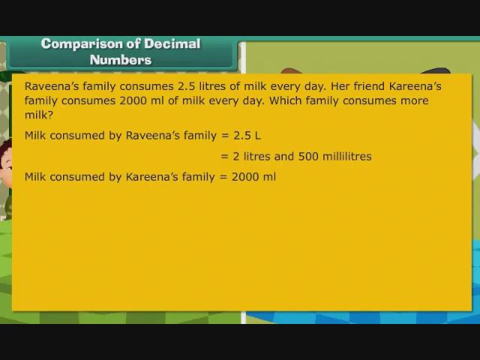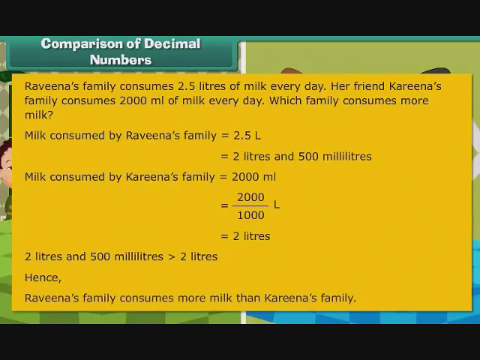Milk consumed by Karina's family is equal to 2000 milliliter. That is equal to 2000 by 1000 liter. That is equal to 2 liters. 2 liters and 500 milliliters is greater than 2 liters. Hence, Ravina's family consumes more milk than Karina's family.